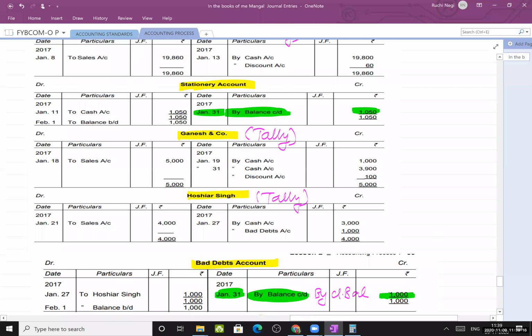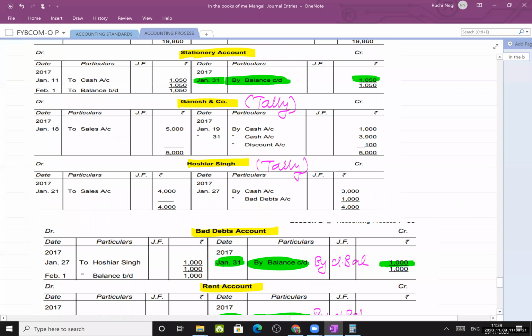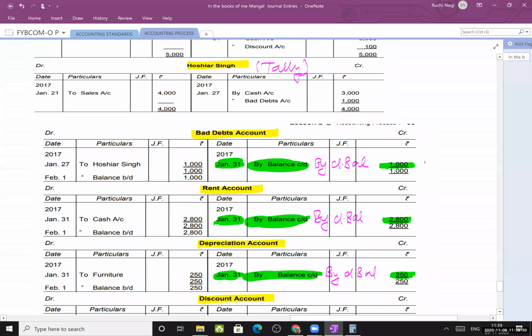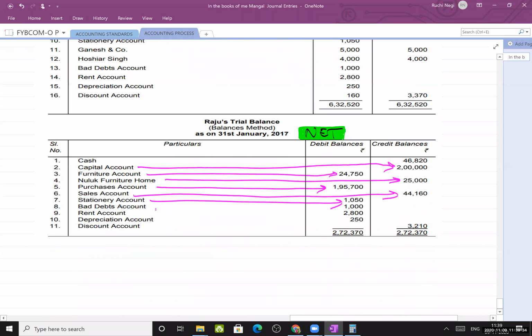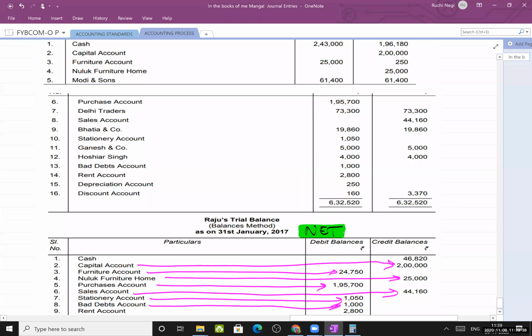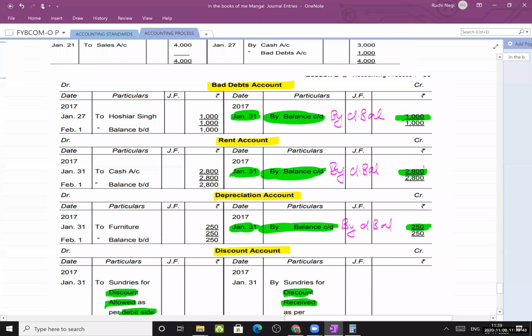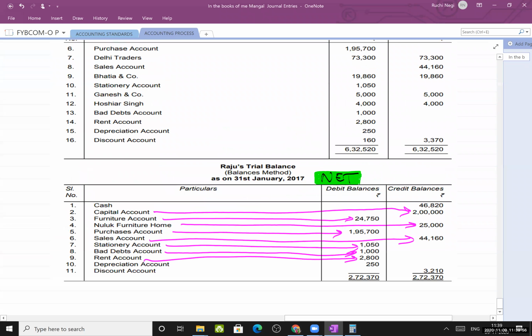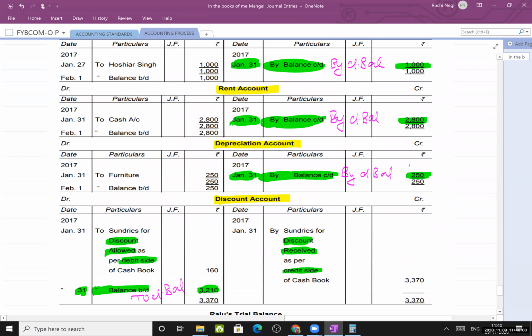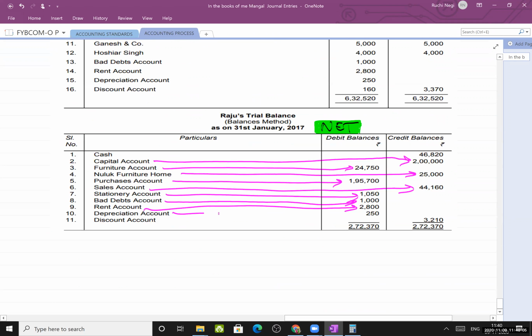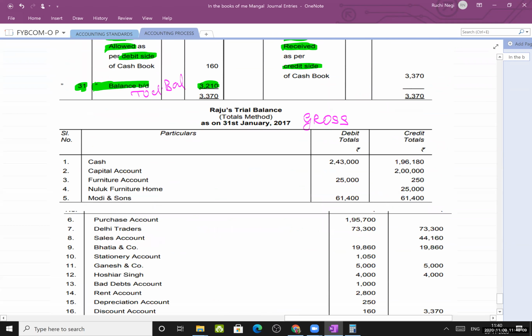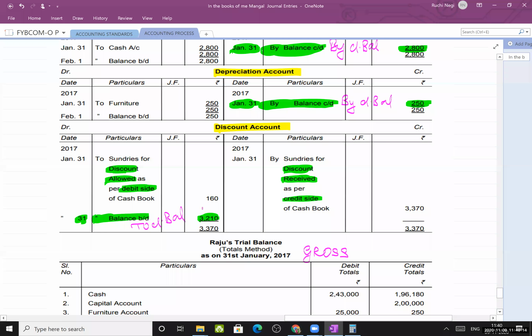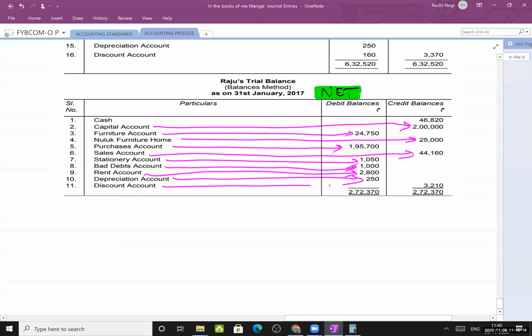Next, Ganesh and Company and Hoshiar Singh. Both the ledgers will get tallied, so it is not going to be reflected in my trial balance. Next, bad debts. Bad debts का closing balance is 1,000 credit side, so I will record it on the debit side. Next, rent account. कितना balance है? 2,800. The credit side, I will record it in trial balance debit. Next, depreciation. Balance is 250. Credit side, I will record it on the debit. Then discount 3210 debit, I will record it on the credit. Opposite दिखाना है ना.